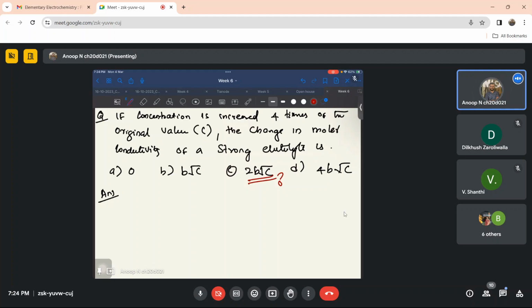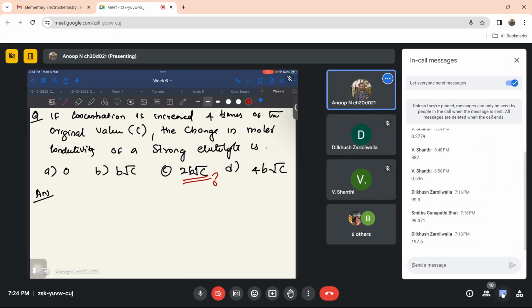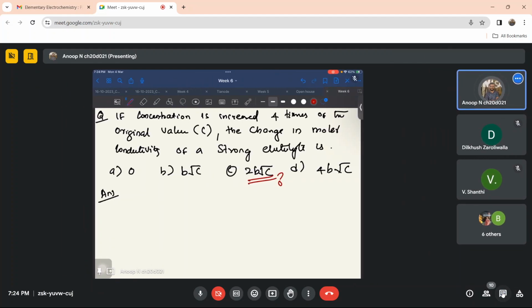Which is the answer? A, B, C, D. Others can comment also. We will solve it. But before that, okay. Smita is saying option D.